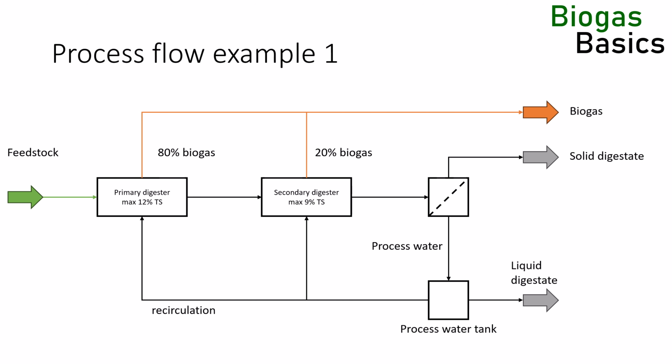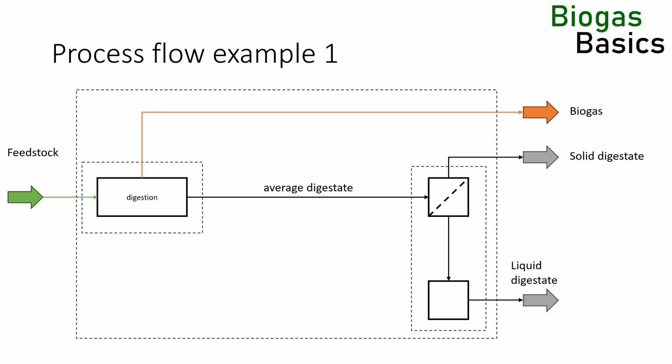A biogas plant with a primary digester that can operate at 12% total solids and a secondary digester that can operate at 9% total solids. The digestate is fully separated, and only solid and fiber-free liquid digestate leave the plant. And like in the first presentation, we split the AD plant in 2 subunits, the biogas production and the separation step. We ignore all internal recirculation and dilution streams.